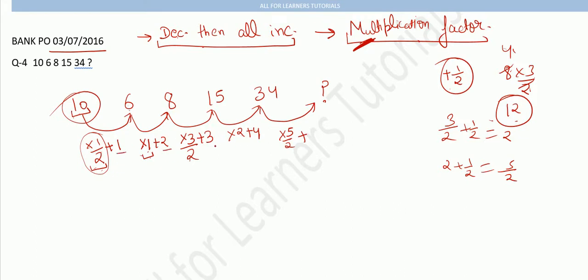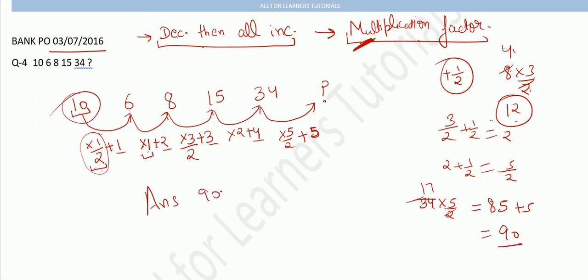1, 2, 3, 4. So here should be 5. These are consecutive. Now just calculate it. 34 into 5 by 2, 17. 17 into 5 is what? 85. 85 plus 5 is 90. That means our answer is 90.